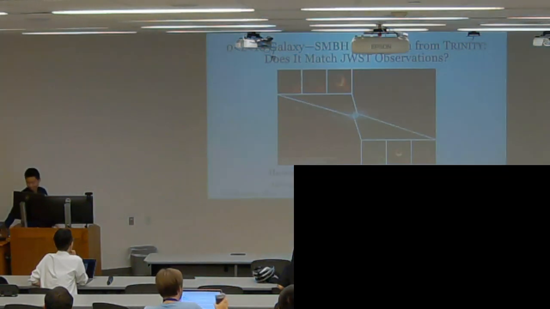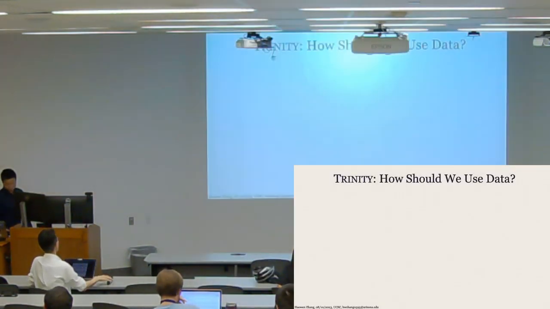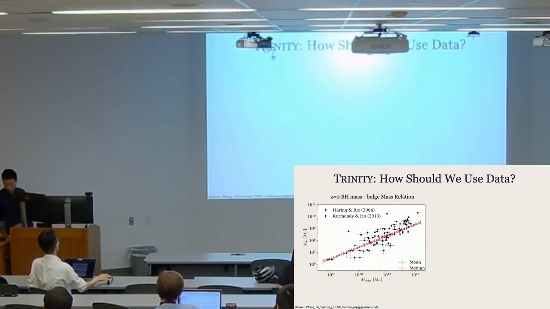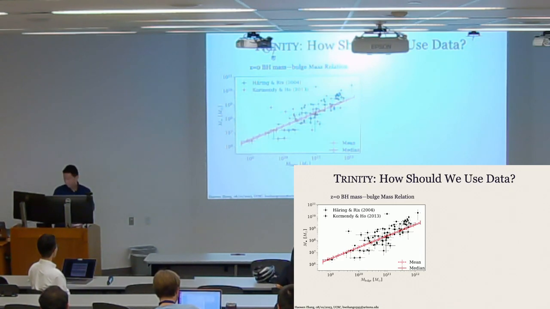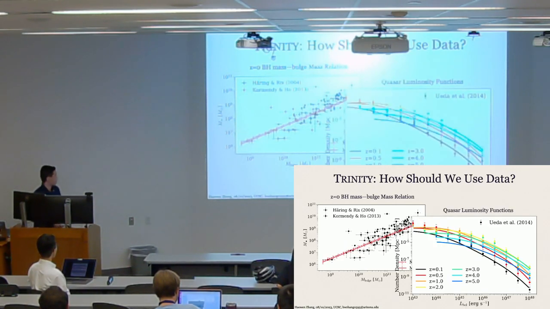We have all these different observations. We measure black hole masses. And we also measure how bright these quasars or accreting black holes are.